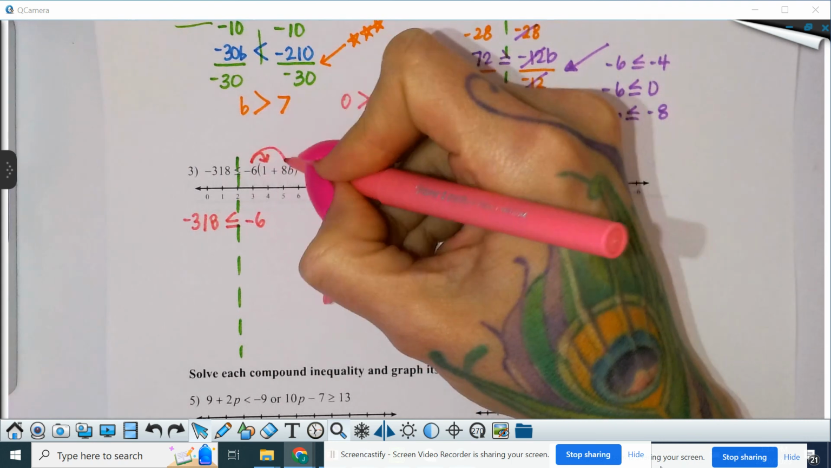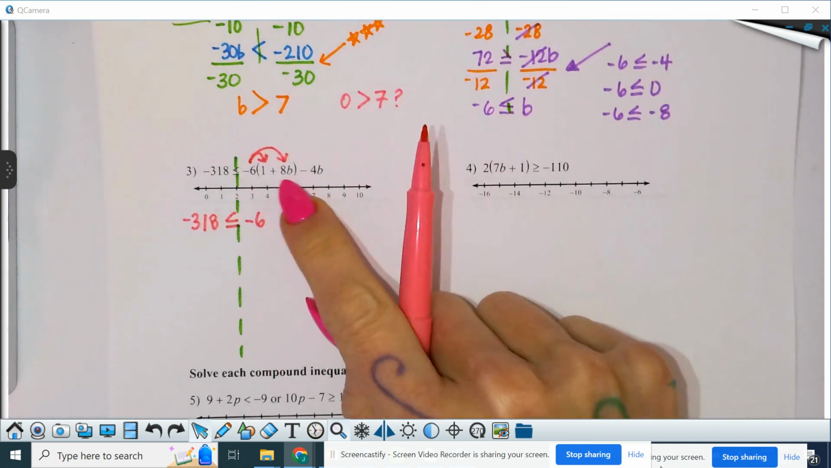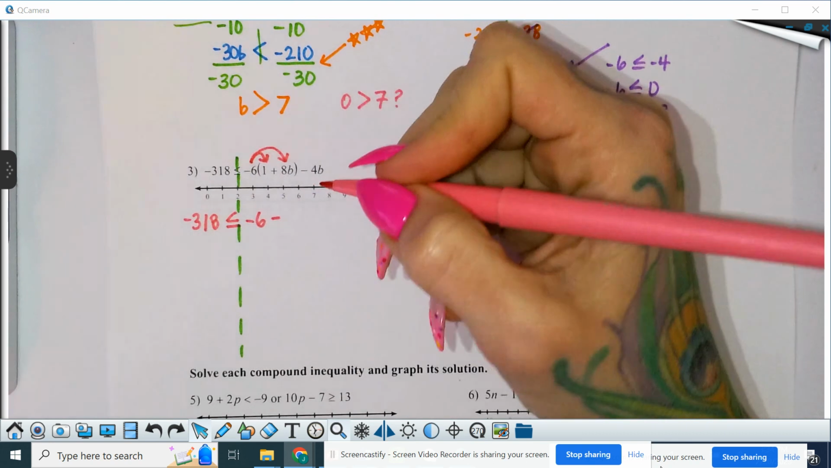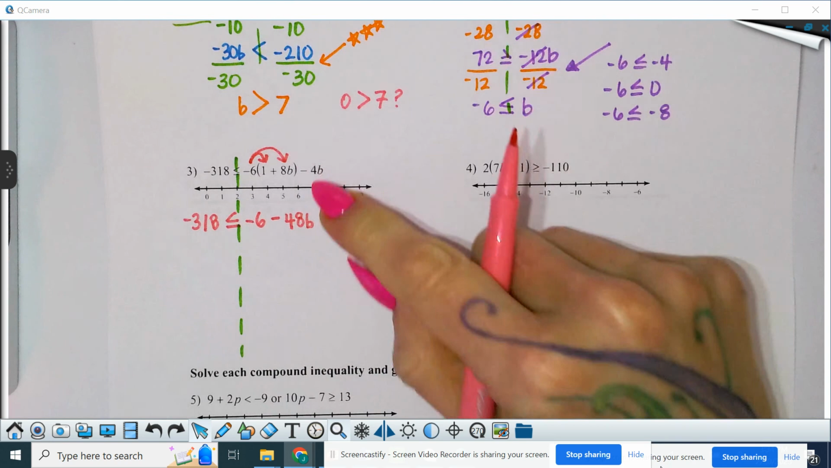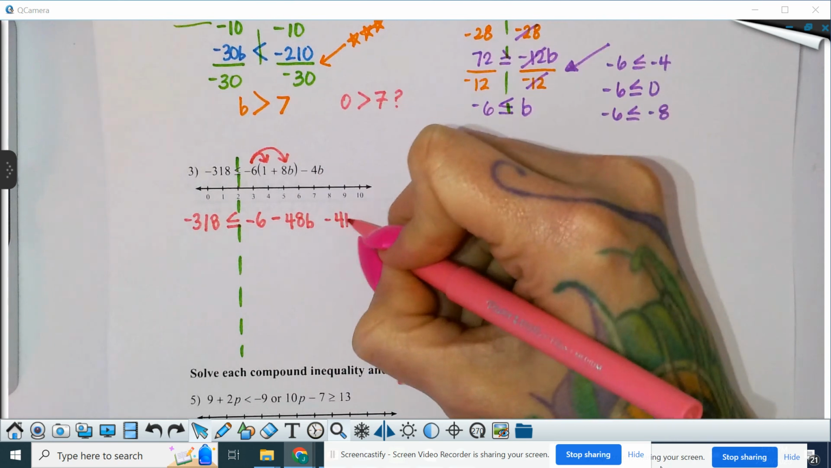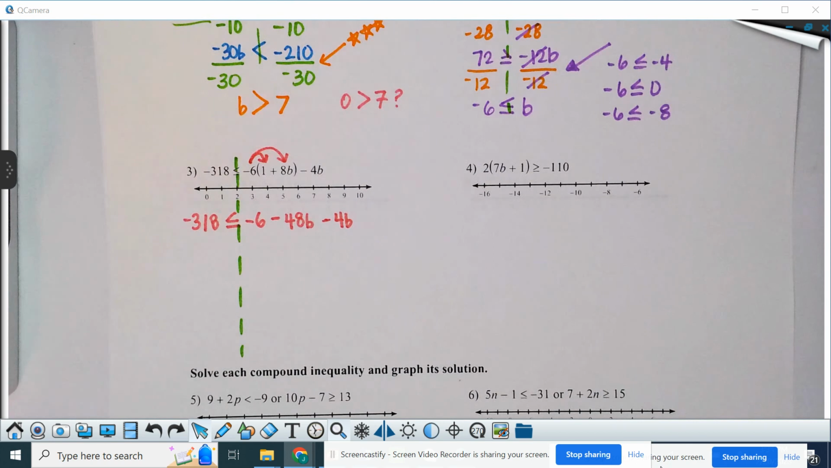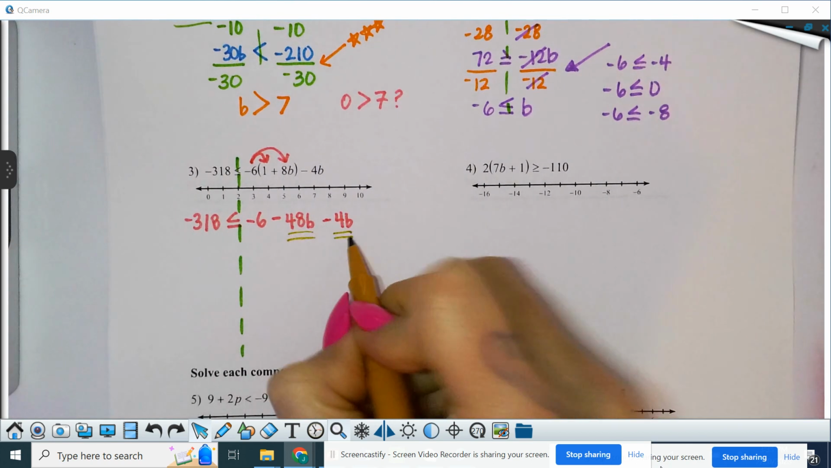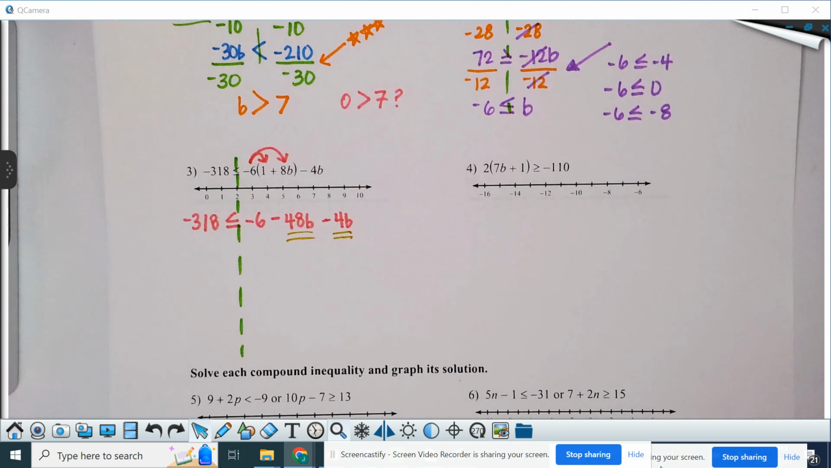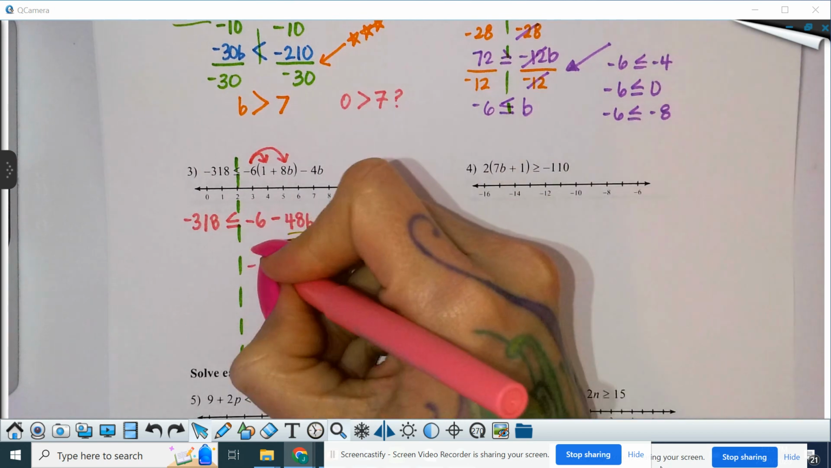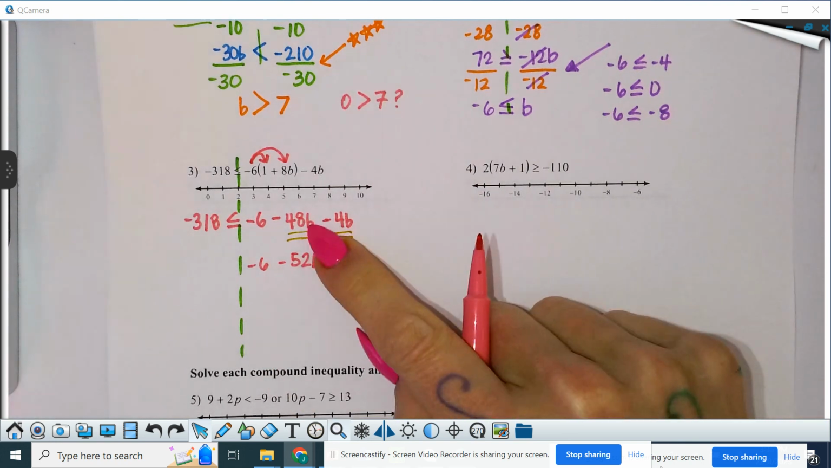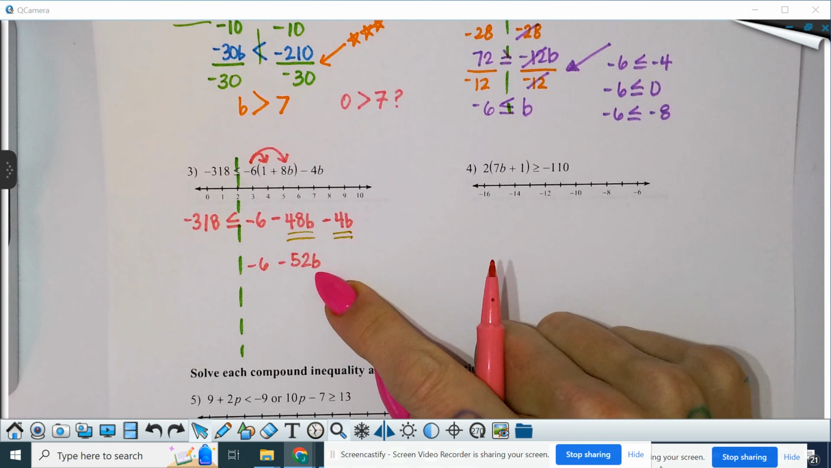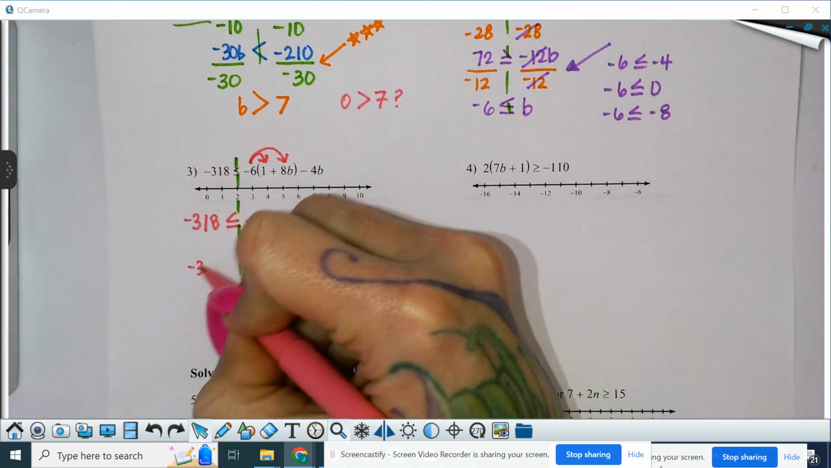Negative 6 times 8b. Negative times a positive is going to give me a negative, and 6 times 8 is going to give us 48b. Then we have negative 4b. Now, this is another one of those where I suggest you clean up on each side, because we have 2 like terms on this side. Negative 48b and then a negative 4b is going to give me a negative 52b, because if I spent 48 and I spent 4 more, I'm spending 52 total. So that's negatives. Negative 318 is still over here.